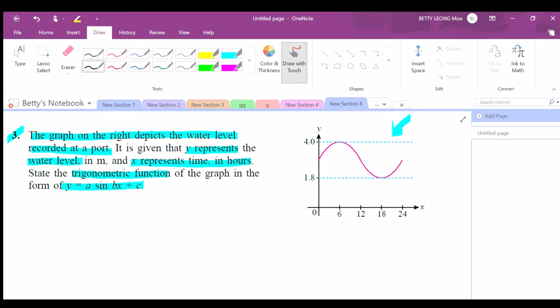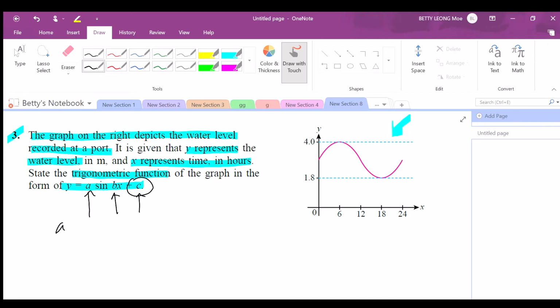So what you have to do is find what is your A, what is your B, and what is your C. First of all, we find A, the amplitude. Then B, and the last one is C. This is the last one we do, because C is where we want to see the graph move up or down, and the length of the movement. Okay, we do A, amplitude.